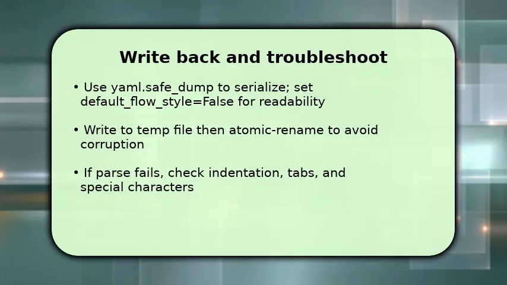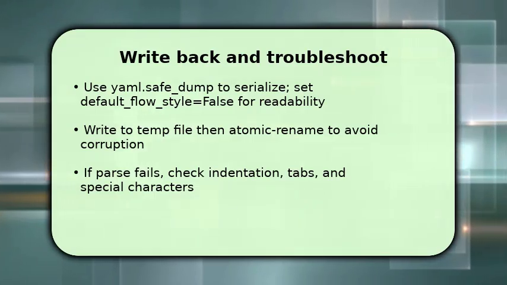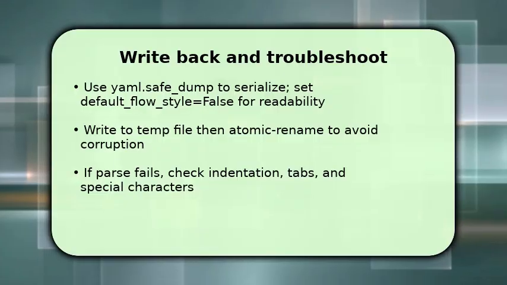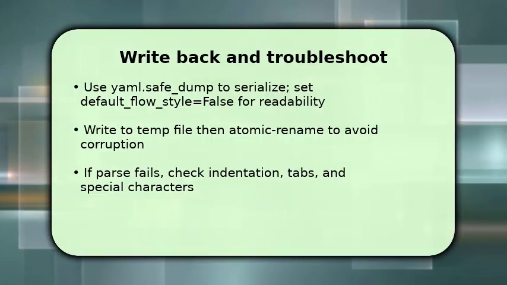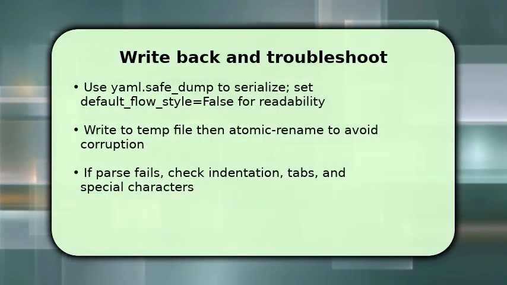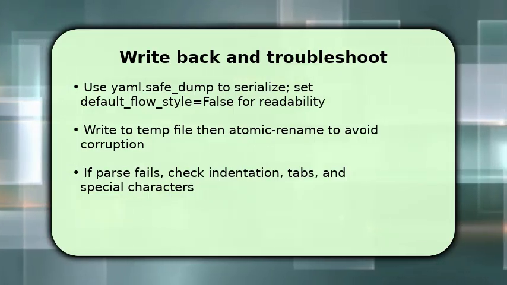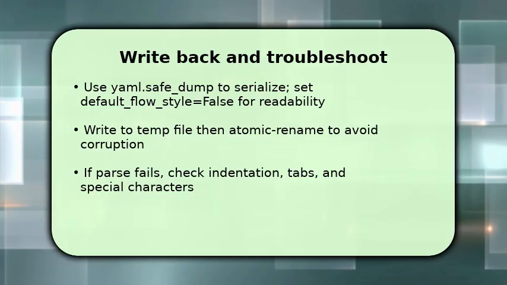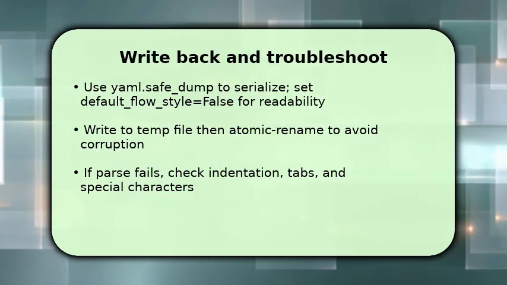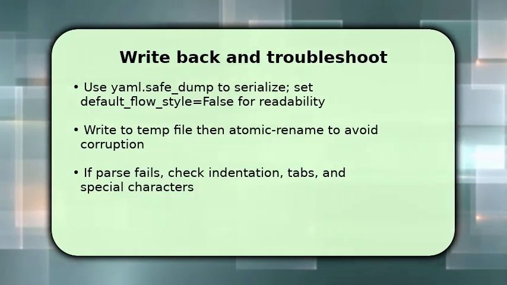Finally, serialize changes with yaml.safe_dump, choosing block style for readable output and explicit encoding when writing bytes. Write to a temporary file and then perform an atomic rename to replace the original file so you avoid partial writes. Once done, reload the file and run your validation suite to confirm behavior.